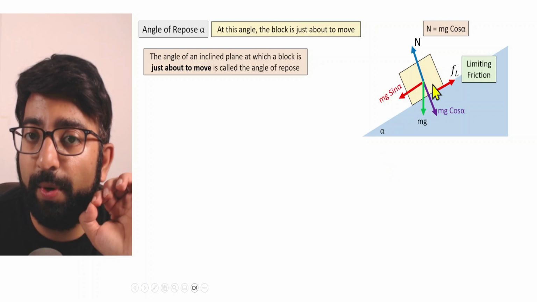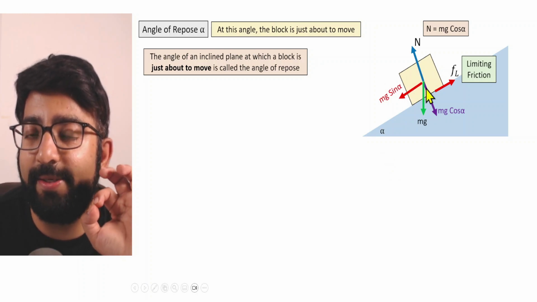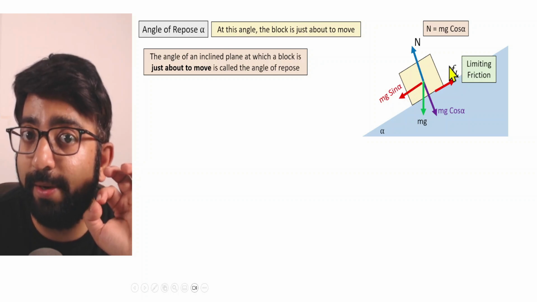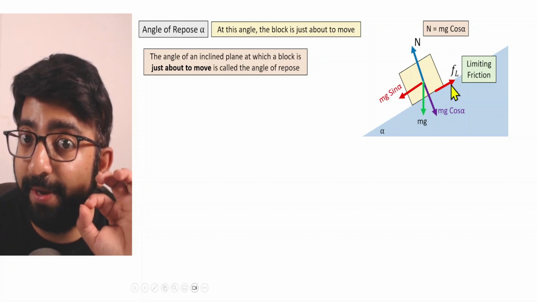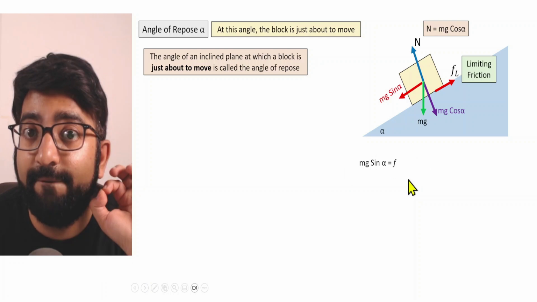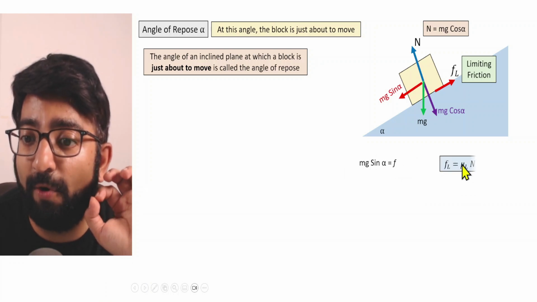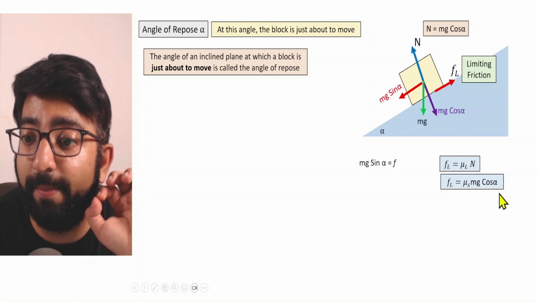This is a critical situation where the block is just about to move. So assume the block is still at rest, which means the net force along the incline is approximately zero. So we will write mg sin alpha and friction are equal even in this case. So mg sin alpha is equal to F, where F is the limiting friction, and the formula for limiting friction is mu L times N, where N is mg cos alpha. So friction comes out as mu mg cos alpha.